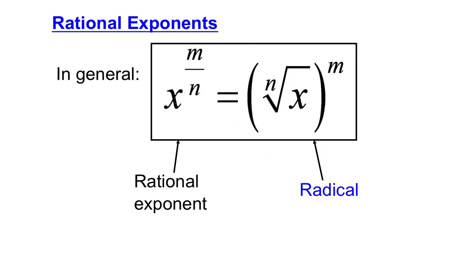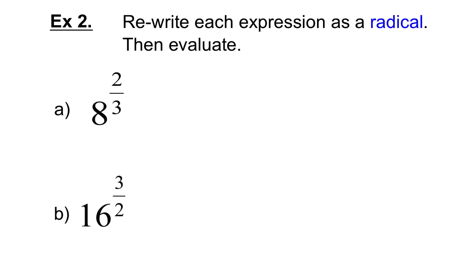This is a more formalized way of saying that. In general, a rational exponent of m over n can be rewritten as the radical, the nth root of x, to the exponent m. Notice, the denominator is the type of root. The numerator is the exponent on your radical. So, see if you can rewrite each of these expressions as a radical and then evaluate. Pause the video and try this on your own.